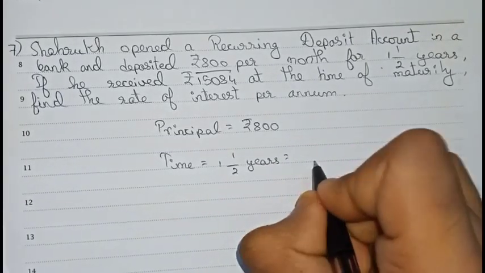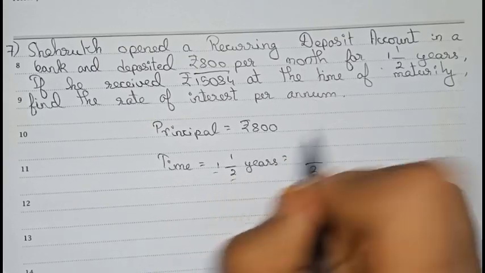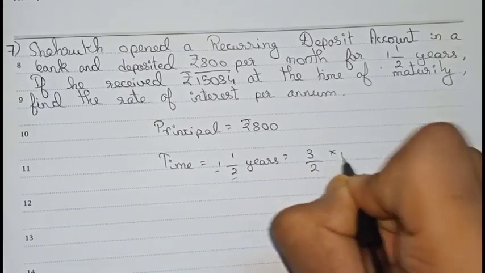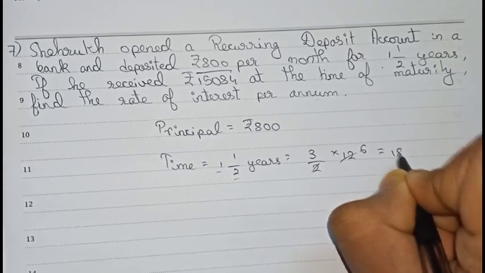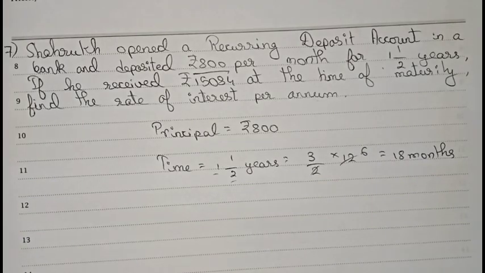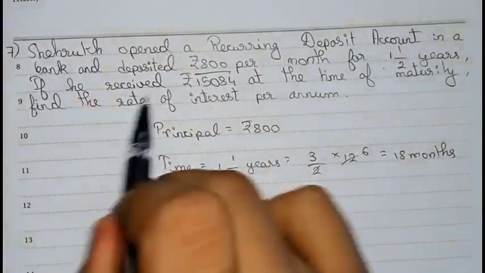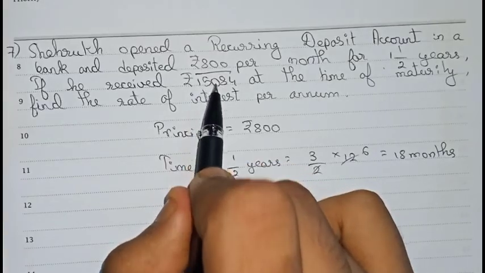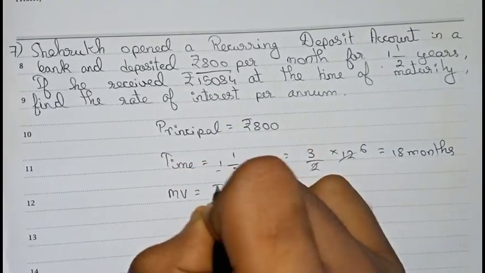So convert into improper fractions. 2 ones are 2 plus 1, so 2 plus 1 is 3, into 12. So 3 into 6 is 18 months. So I've converted 1 whole 1/2 years into 18 months. Now it is given that he received rupees 15,084 at the time of maturity. Maturity value is given.